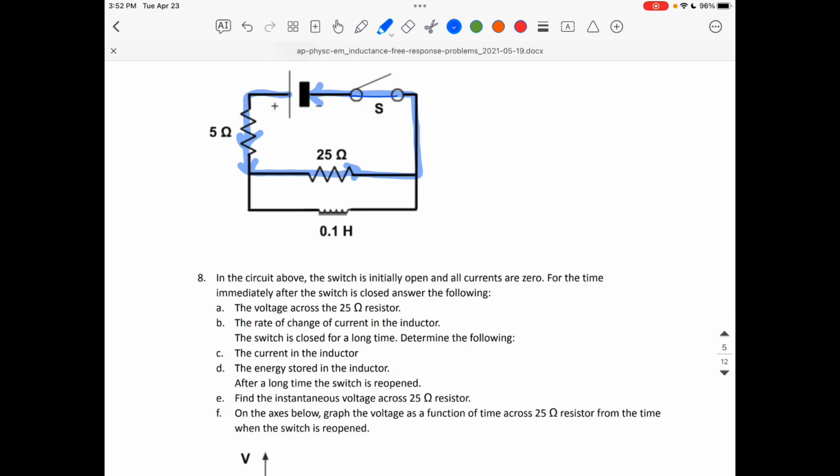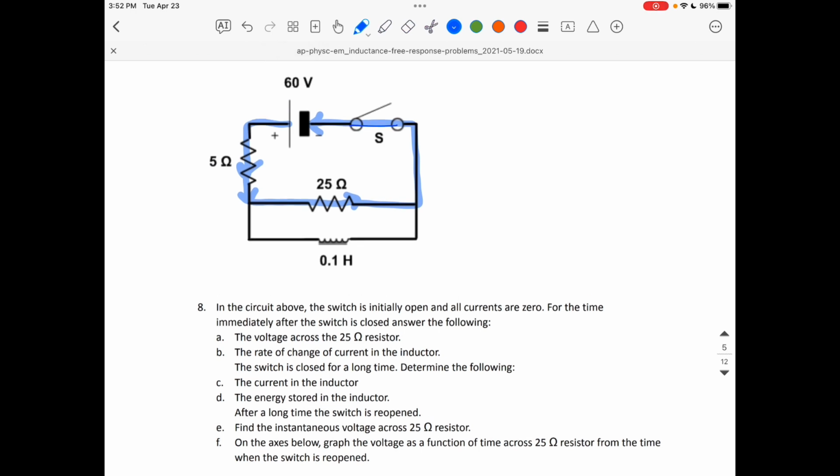And so we're trying to find the voltage across not the 45 but the 25 ohm resistor. So first of all, I'll do part A here. 60 volts is our total voltage of the battery, and the resistors are in series, so I'm just going to add resistor 1 and resistor 2 together, and so I get 60 over 30, which gives me a current of 2 amps.